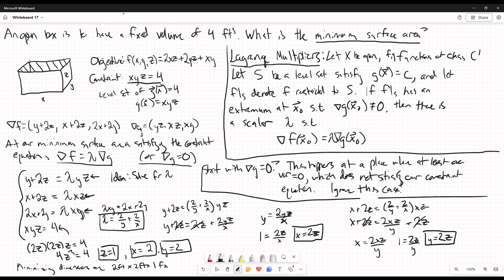And if we really wanted to, we could even calculate what the surface area is going to be. Probably going to end up being something like 12. So yeah, our surface area is going to be 12 feet squared. So we'll have 2 times 2 times 1, 2 times 2 times 1, and then 2 times 2. And that is the solution to our optimization problem.